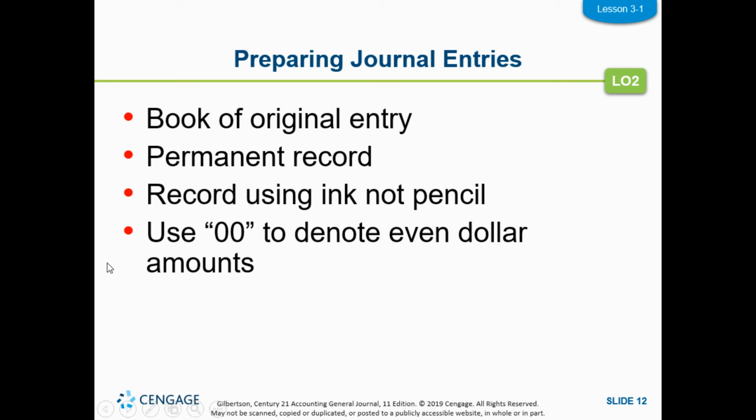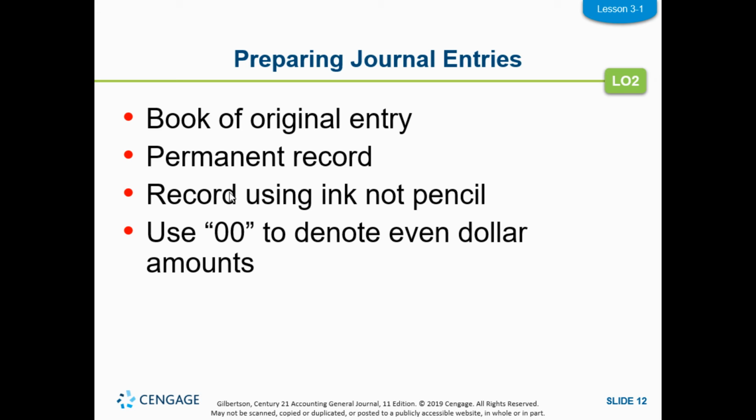So a journal entry, the multi-column journal itself, is a book of original entry. It's where it starts. It's where our transaction begins in that multi-column journal. It's a permanent record. We use ink, not pencil, because obviously pencil we can erase and somebody could go back and change something. And later on, we'll talk about independence and checks and balances and things like that. But the sole proprietor should put stuff down in ink.